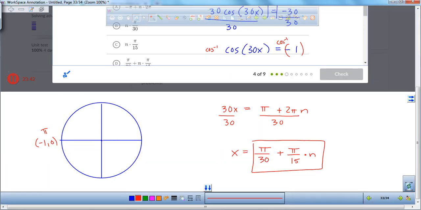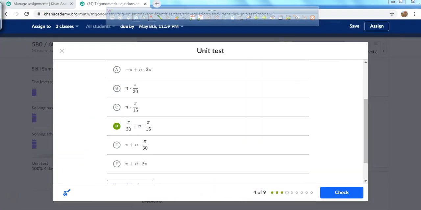It's the only one. There's only going to be one answer this time because there's only one place on the unit circle where cosine is negative 1.